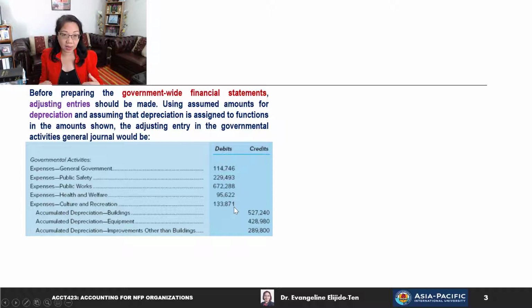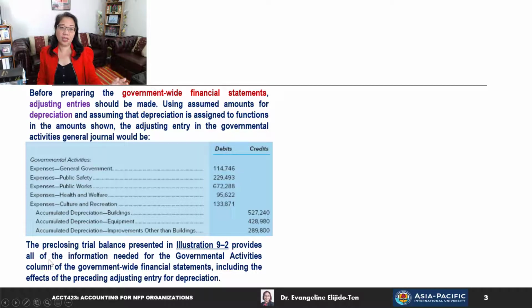And your credit would be to the accumulated depreciation buildings, accumulated depreciation equipment, and accumulated depreciation improvements other than buildings for the specific amounts as stated in your depreciation schedule. All right.